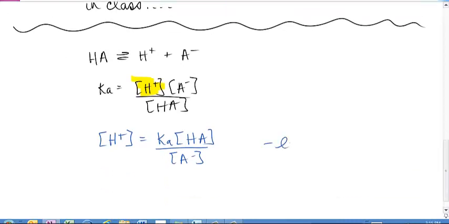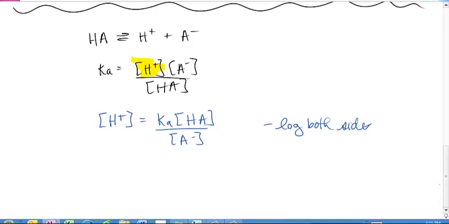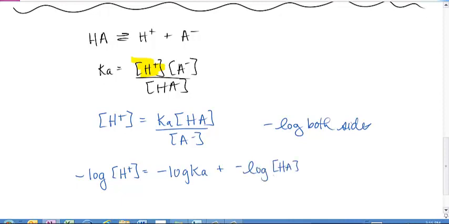And now I'm going to negative log both sides. I'm trying to get to a shortcut. So if I do that, negative log of H plus is equal to negative log of Ka plus the negative log of HA over A minus. And I'm doing this kind of specifically to make a point.